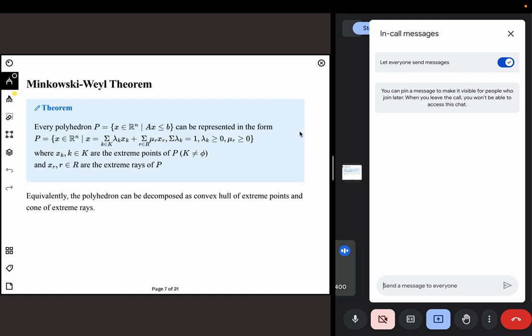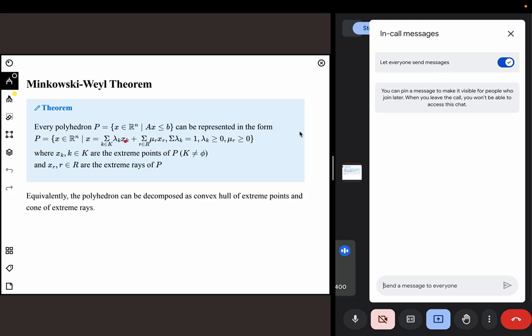The next concept is the Minkowski-Weyl theorem. So here is where we discuss how to represent the polyhedron. The theorem says that every polyhedron P, which is basically a set of points in Rn such that Ax is less than or equal to b, can be represented in the form: P is the set of all x belonging to Rn such that x can be decomposed into two components.